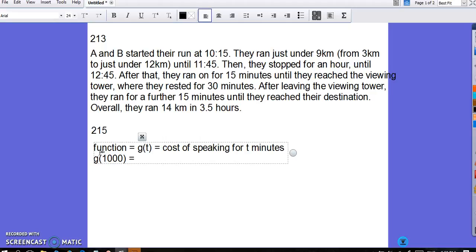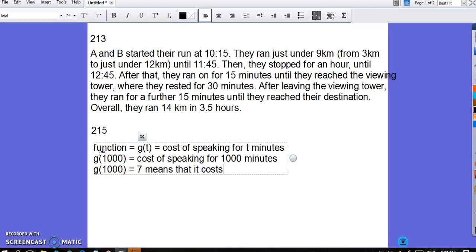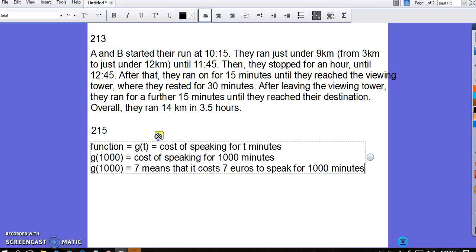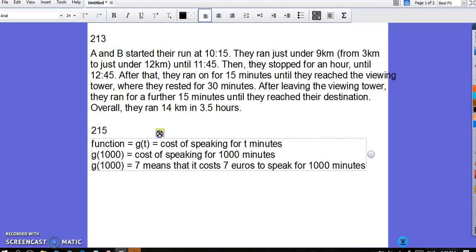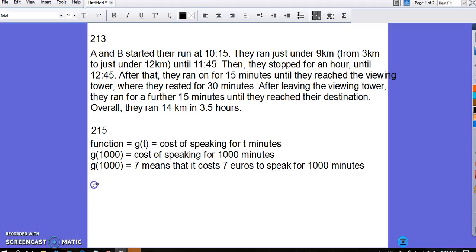So g of 1,000 is the cost of speaking on the phone for 1,000 minutes. Therefore, g of 1,000 is equal to 7 means that it costs €7 to speak for 1,000 minutes. And 215 is then done. Let's move on then to 216.